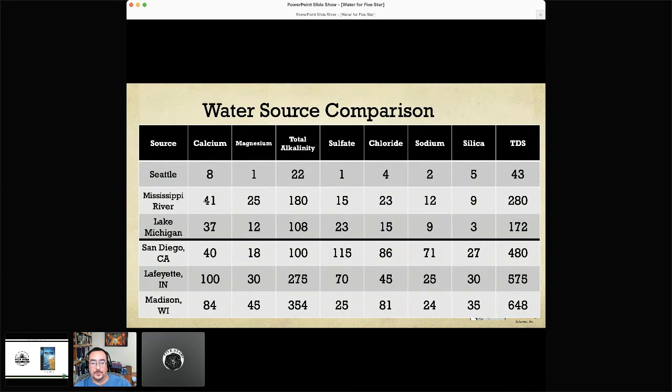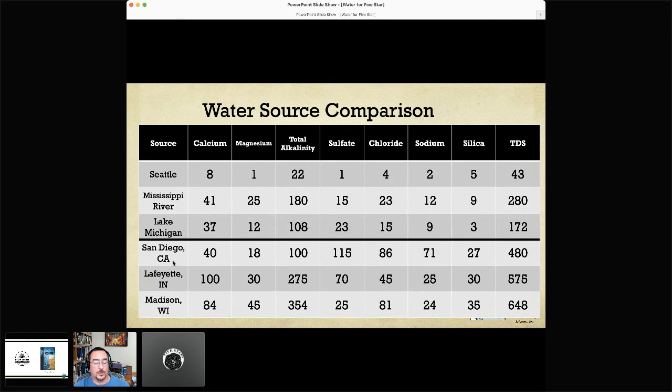Okay, Mississippi River: higher calcium, 40, higher magnesium, 25, total alkalinity of 180. A little bit surprising, but picks up a lot. Water sources pick up what they flow over. But low sulfate, chloride, and sodium, TDS less than 500. Lake Michigan, likewise, about 40 calcium, lower magnesium, 100 alkalinity, again low sulfate, chloride, and sodium, low TDS.